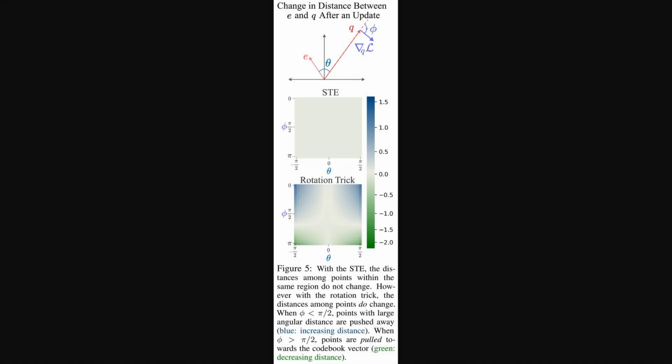Okay, so this next figure really drives home the consequences of those different gradient approaches. It shows how the distance between the encoder output E and the codebook vector Q changes after an update, with STE. Well, the plot is flat, meaning the relative distance doesn't change much. But the rotation trick, it actively changes the distance. Depending on the angles, the update either pushes E away, that's the blue region, or pulls it closer towards Q, which is the green region.